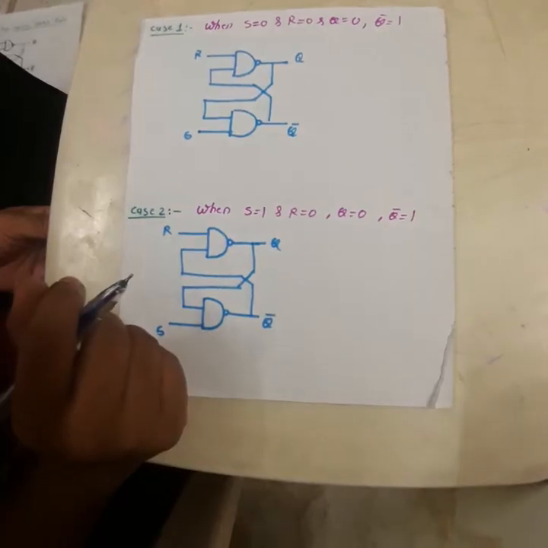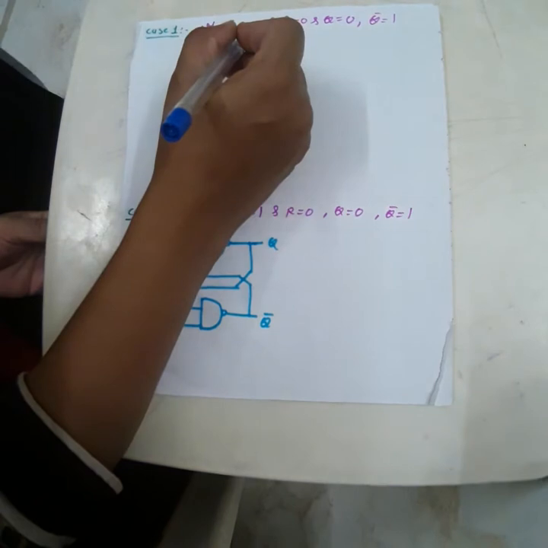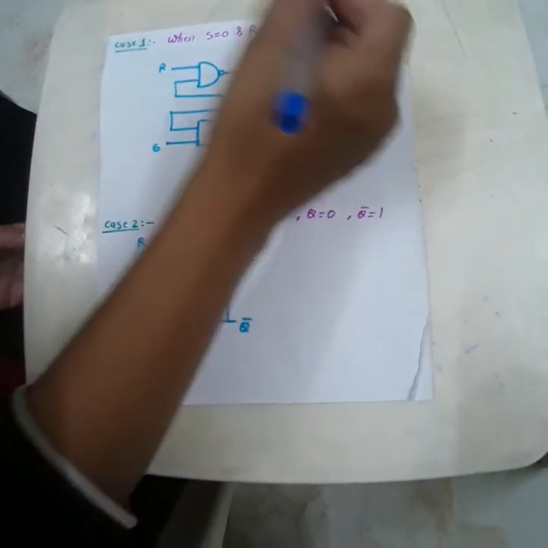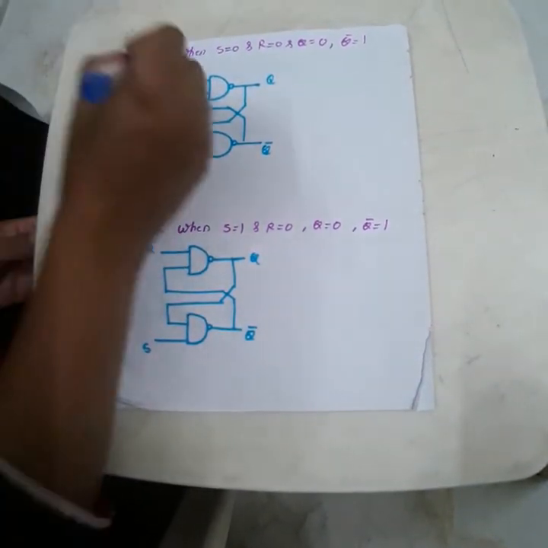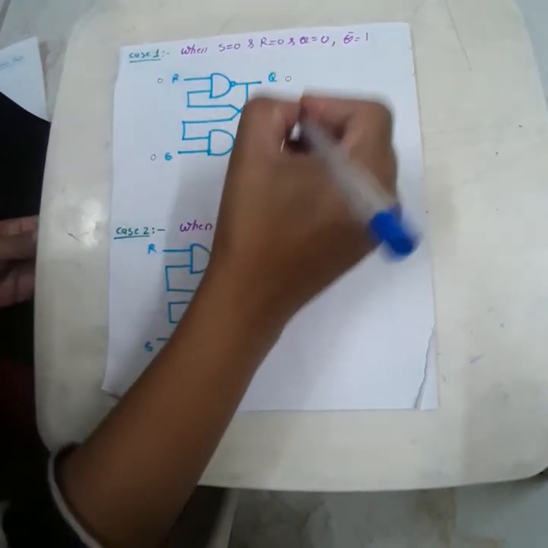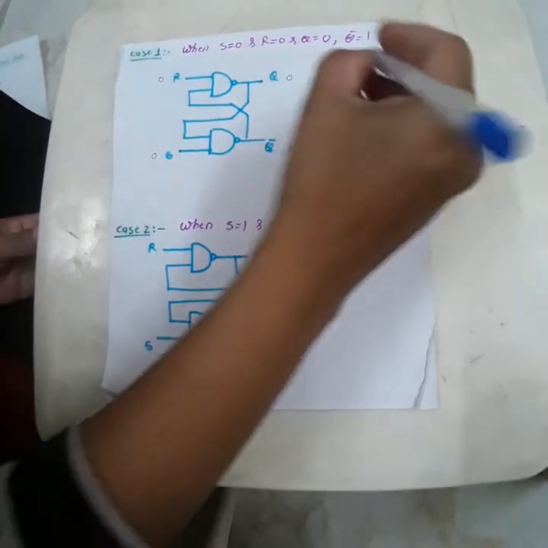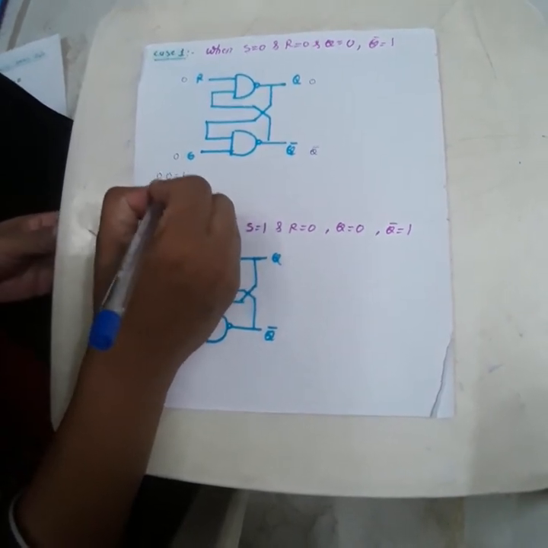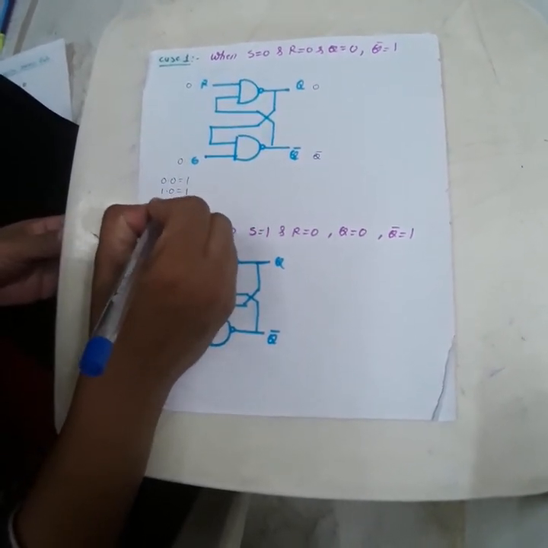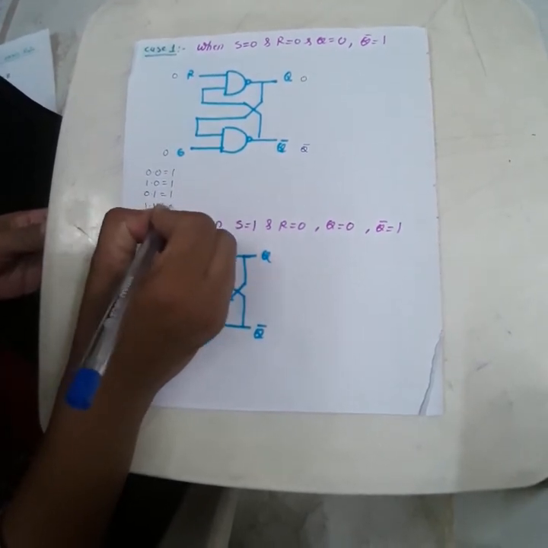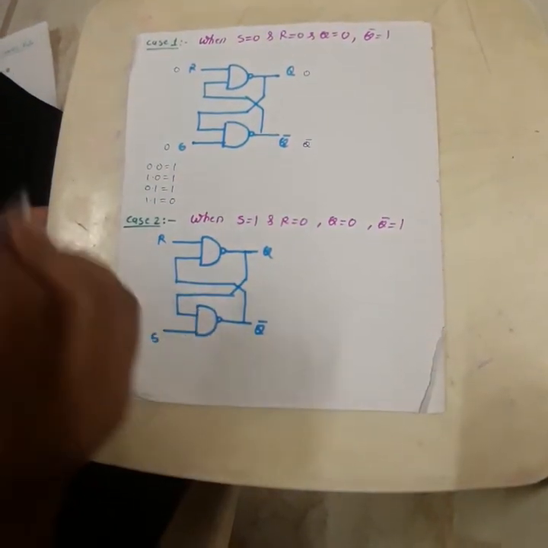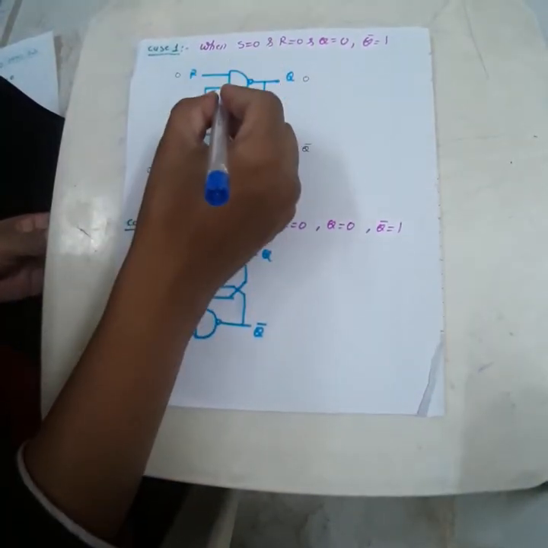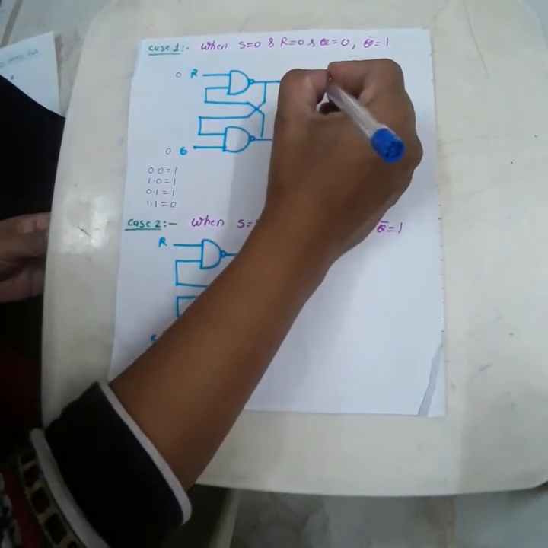Okay. Now we will check the first condition where S equals 0, R equals 0, and the initial condition Q equals 0 and Q bar equals 1. As it is a NAND gate, you know the truth table of a NAND gate: 0.0 equals 1, 1.0 equals 1, 0.1 equals 1 and 1.1 equals 0. Now in the first NAND gate R equals 0, so one of the inputs is 0, so you will get output 1.